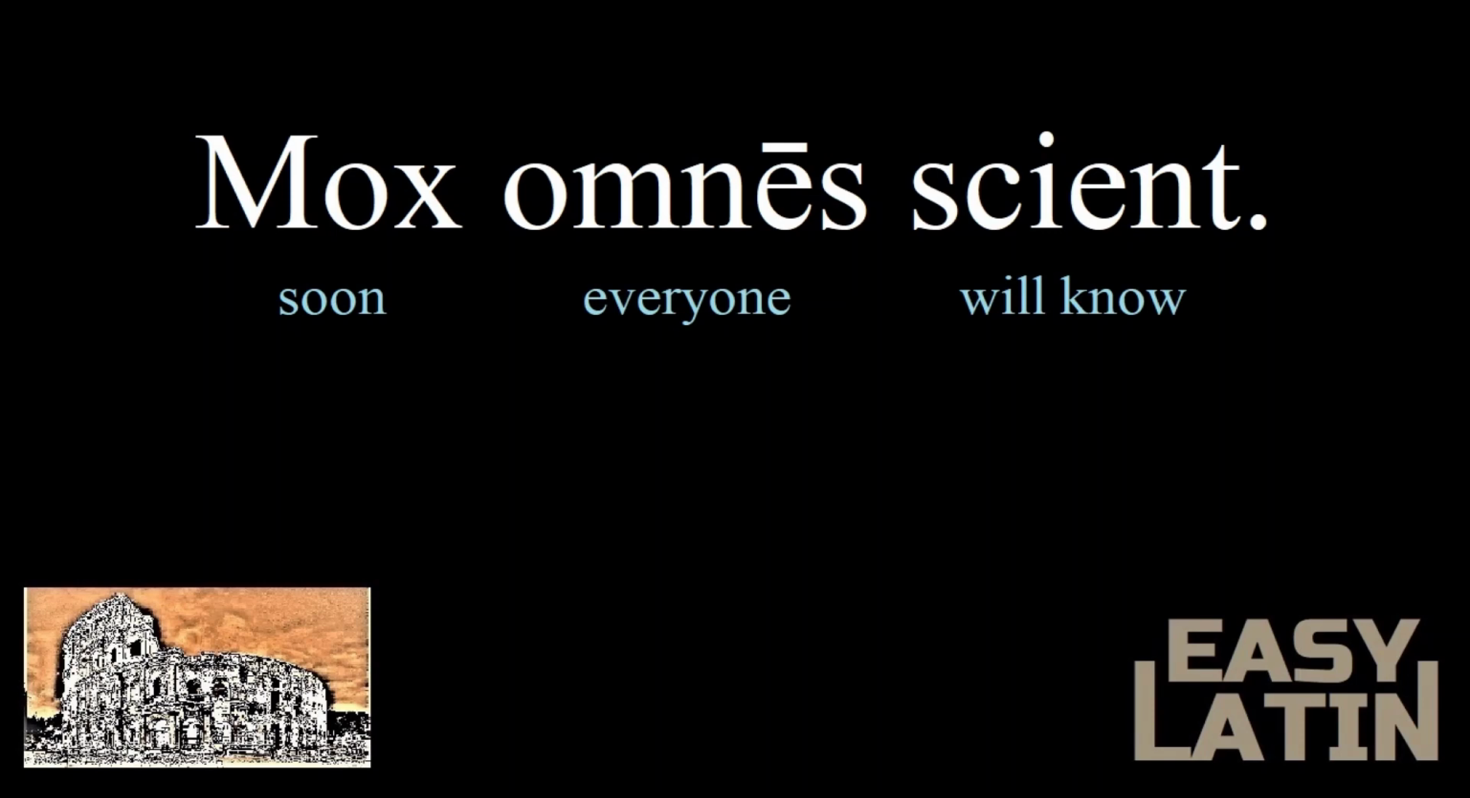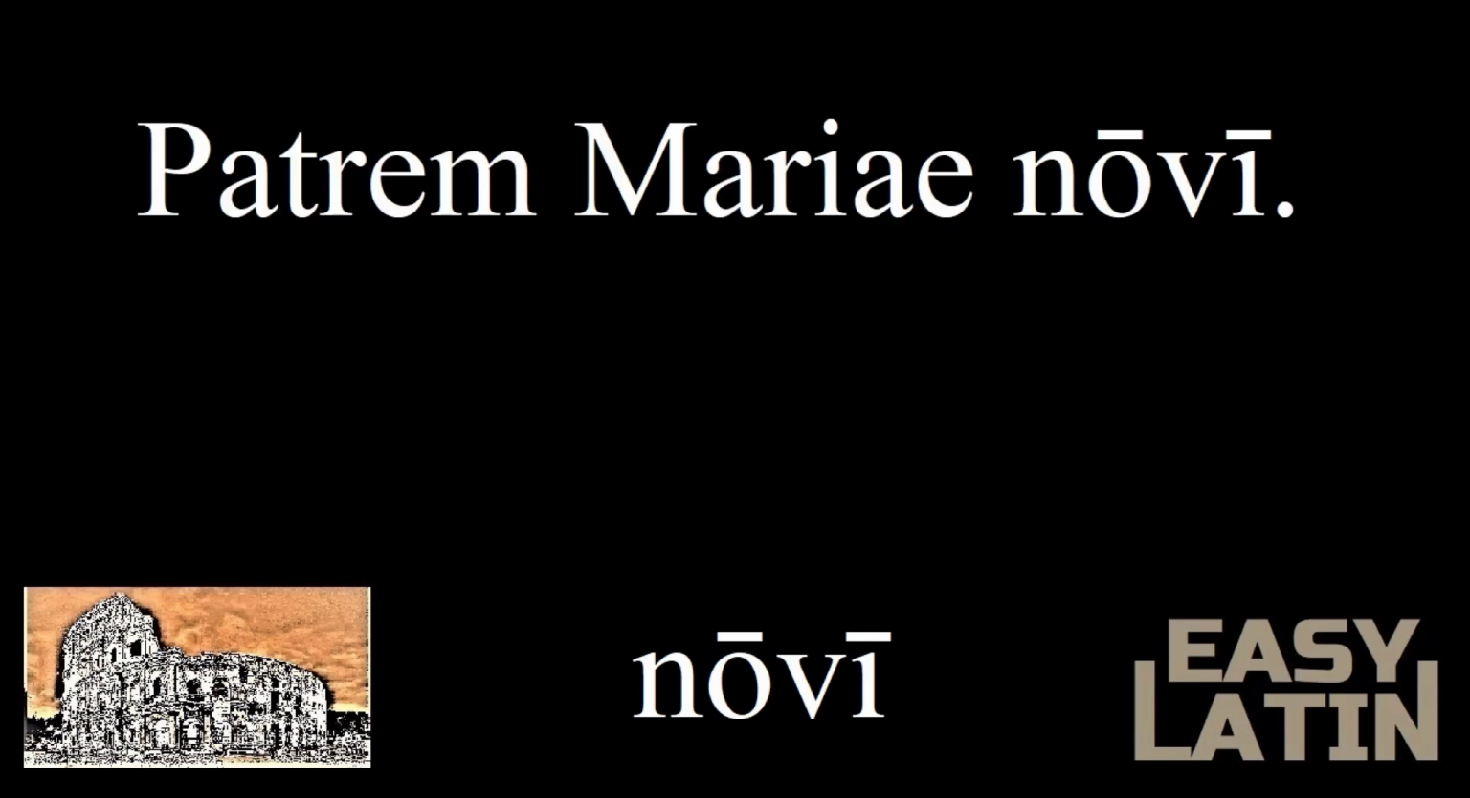The next verb means to know in the sense of to become acquainted with something. And it is most used in the past tense, which even sounds like know because it is novi. We use the past tense because it's like saying, I became acquainted with something and continue to know it. For example, Patrem Mariae novi. I know Mary's father. As you can see, this word is usually used with people one knows.